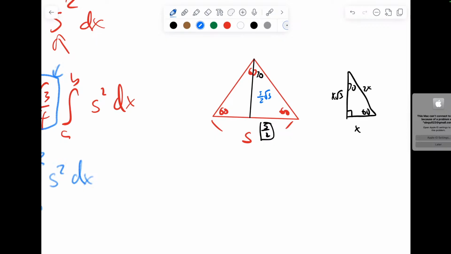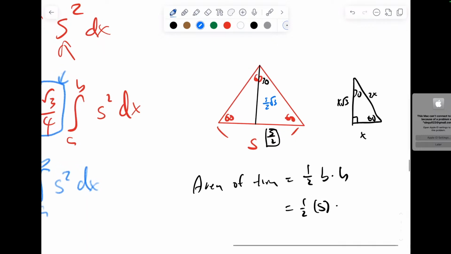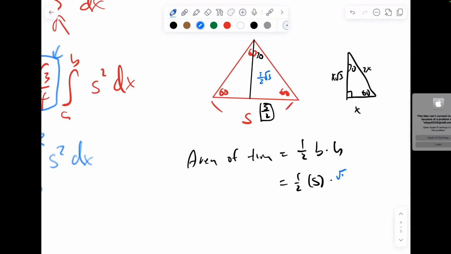Now, remember, the area of a triangle is what? It's one half base times height, right? So one half, the base is S, and the height is square root of 3 over 2 times S. If I multiply together, I get S squared times square root 3 over 4. Does that make sense? So that's where it comes from. This is a basic geometry formula. When I taught geometry, all my students knew this one.